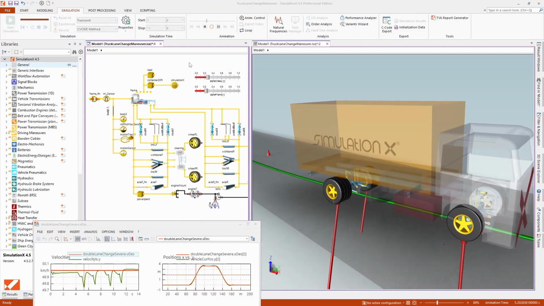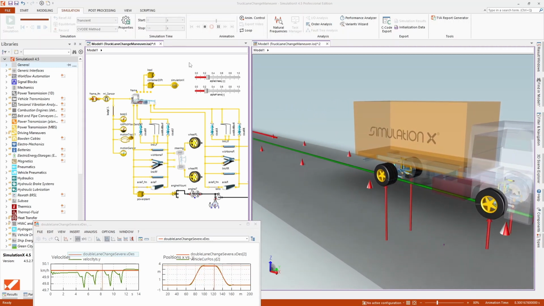SimulationX can be used to accelerate the design of your pneumatic systems and ensure they fulfill requirements and regulations.